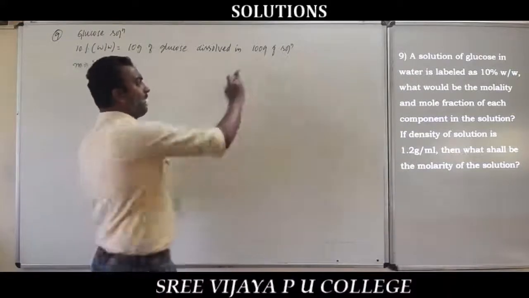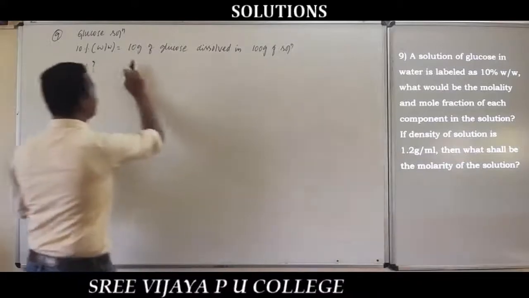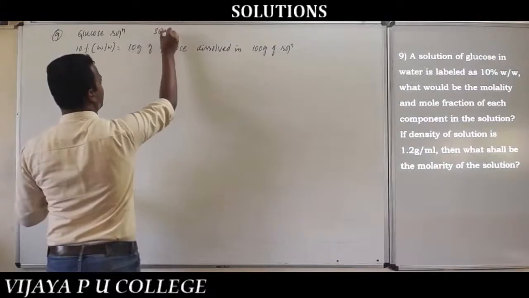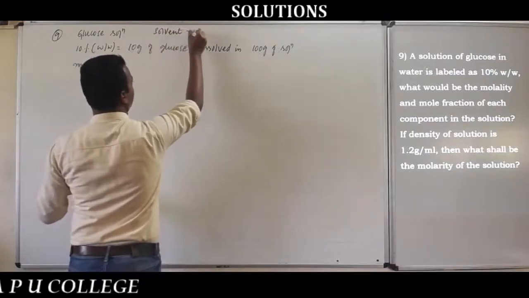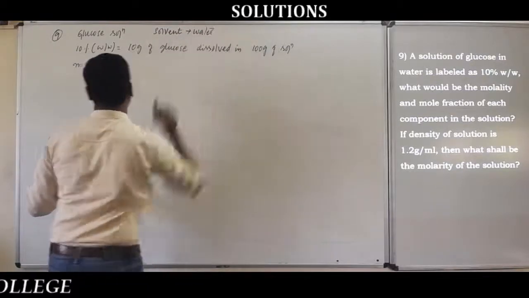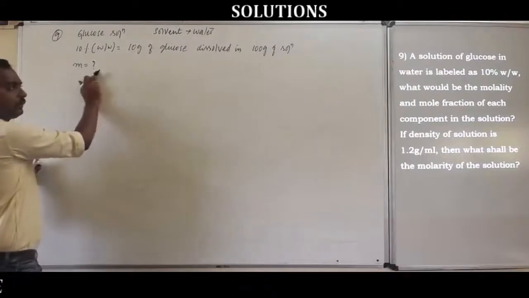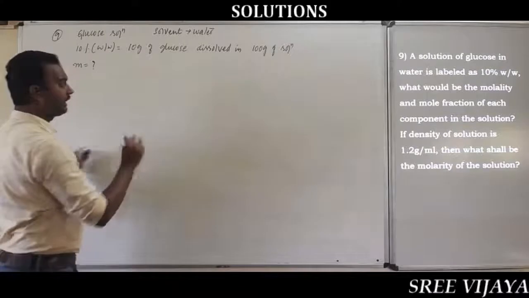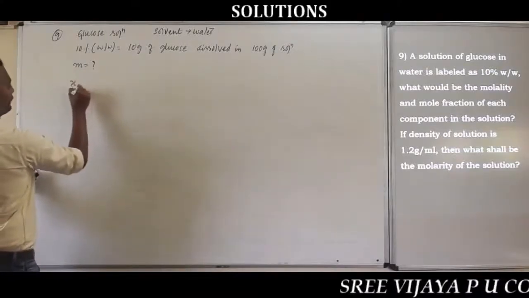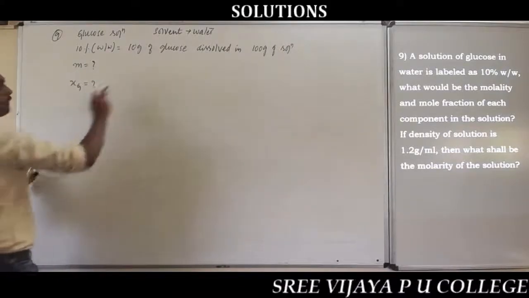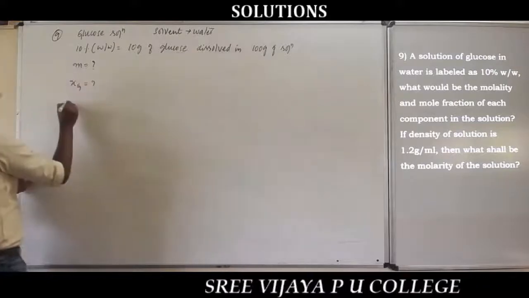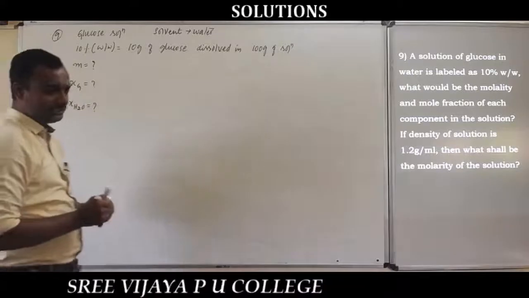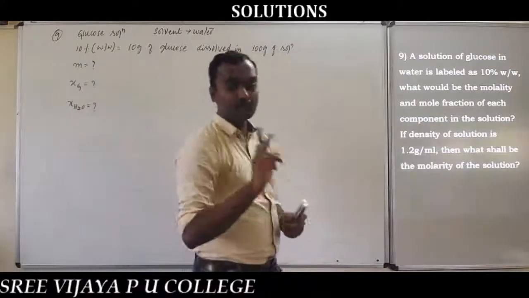ಸೊ ಇಲ್ಲಿ ನೋಡಿ 100 ಗ್ರಾಮ್ ಆಫ್ ಸೊಲ್ಯೂಷನ್ ಇದೆ, 10 ಗ್ರಾಮ್ ಆಫ್ ಸೊಲ್ಯೂಟ್ ಗ್ಲೂಕೋಸ್ ಇದೆ. ಇಲ್ಲಿ ಸಾಲ್ವೆಂಟ್ ಯಾವುದು, ಸಾಲ್ವೆಂಟ್ ಇಸ್ ವಾಟರ್. ಸೊ ಇಲ್ಲಿ ಮೊಲಾರಿಟಿ ಕರೆಯಬೇಕು. ಸೊ ಮೊಲಾರಿಟಿ ಜೊತೆಗೆ ಏನು ಕರೆಯಬೇಕು, ಮೋಲ್ ಫ್ರಾಕ್ಷನ್ ಆಫ್ ಈಚ್ ಕಾಂಪೋನೆಂಟ್ ಅಂತ ಹೇಳಿದ್ದಾರೆ. That is mole fraction of glucose we have to calculate, and one more component is water, so that is mole fraction of water that we have to calculate. Mole fraction calculate ಮಾಡಬೇಕು ಅಂದ್ರೆ ನಂಬರ್ ಆಫ್ ಮೋಲ್ಸ್ ಗೊತ್ತಿರಬೇಕು.